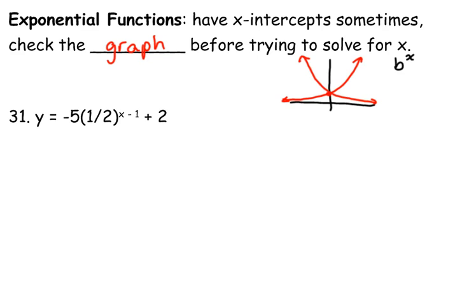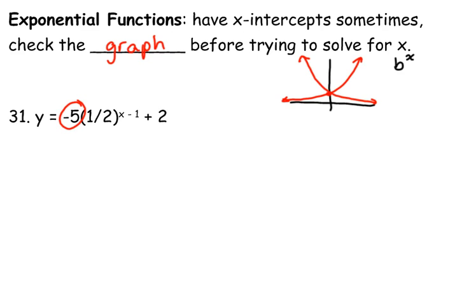Now, depending on what kind of shifts, sometimes it may move down to cross the x-axis, or it may flip over and cross the x-axis. You just have to look at the different pieces. So, for example, with number 31, we will look at the graph, but I want to talk through the pieces so that you can do these if you don't have a calculator. There are two things that you need to look for.